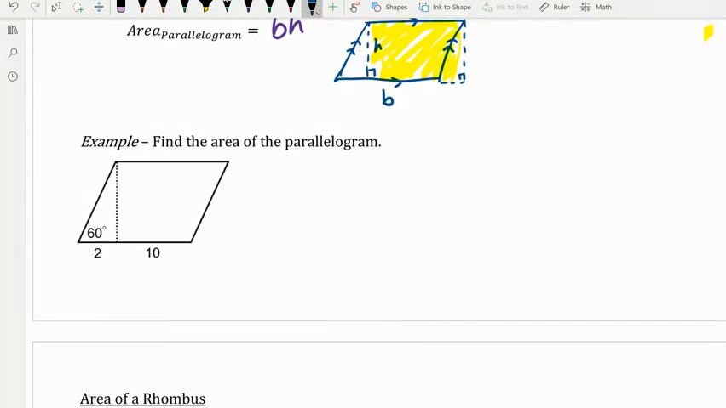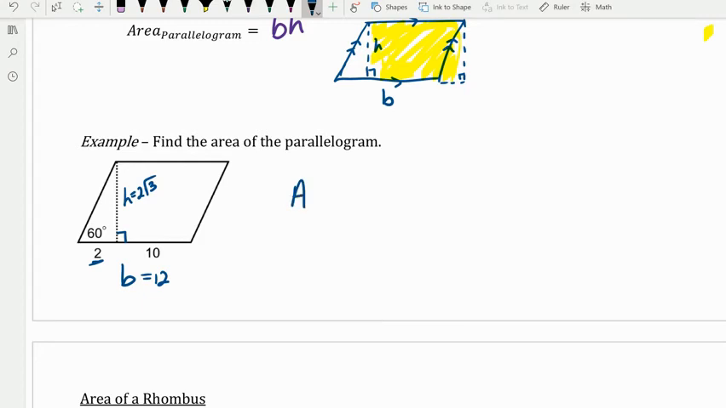Okay, so if I want to find the area of this parallelogram, we've got a base down here. It's broken into two pieces, 2 plus 10, so the total base would be 12. To get my height, I need this section here because that's the perpendicular part. And again, we've got a 30, 60, 90 triangle, right? Our short leg is 2 because that's across from the 30. So then our long leg, which is our height over here, would be 2 radical 3.